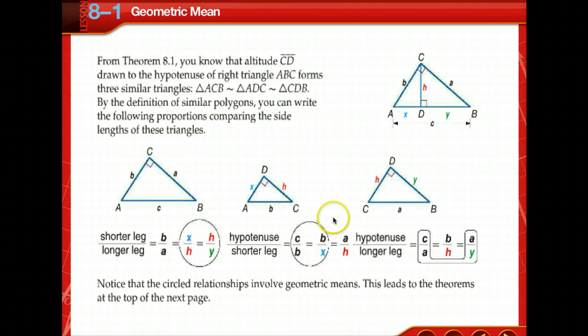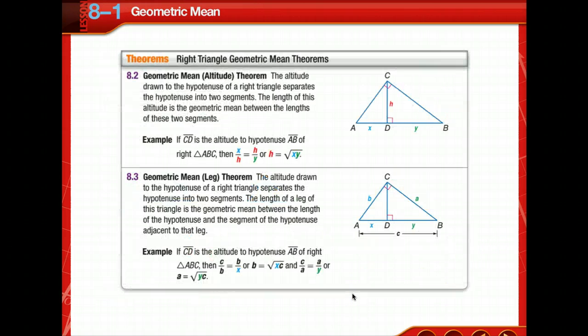And this, well, you can find in your textbook on page 538, but it's explaining more about the similarity. By definition of similar polygons, you can write the following proportions. That's what's inside the circles. The circled relationships involve geometric means, and that leads to this theorem, actually two theorems. We've got the geometric mean altitude theorem and the geometric mean leg theorem. So why don't you pause for a moment and write some notes about these theorems and then come back and we'll actually start working with them.